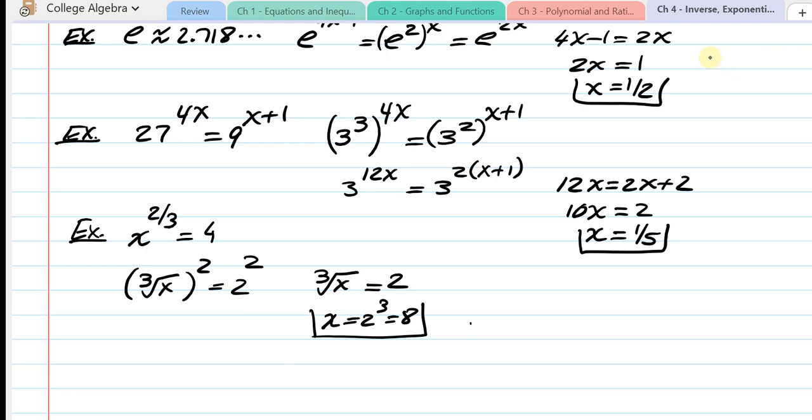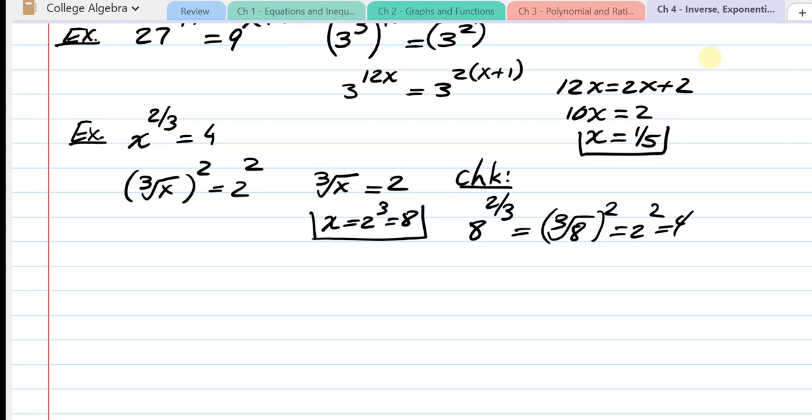The answer is x is 8. In other words, if you do 8 to the 2/3, which means the cube root of 8 squared, we get 2 squared, we get 4, which is the right side. All right, so we can call this one a check. You can always check the answers by plugging them in, correct? The reason I don't is because I'm comfortable the way I'm doing this, and because there's no restriction on the domain of exponential functions. They can handle all real numbers. So that's why I didn't check my solutions earlier.